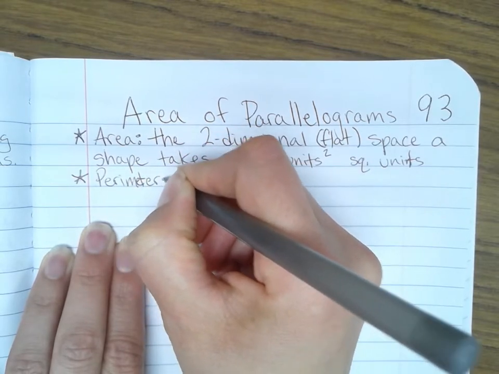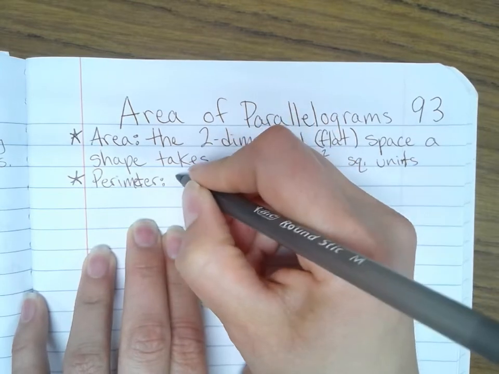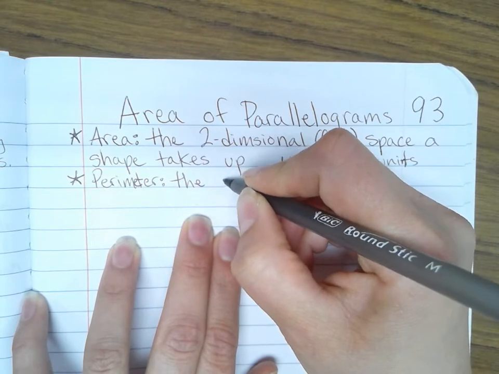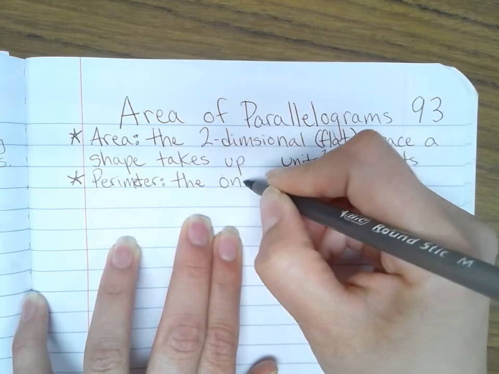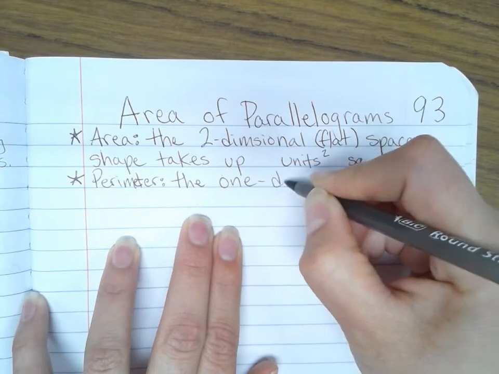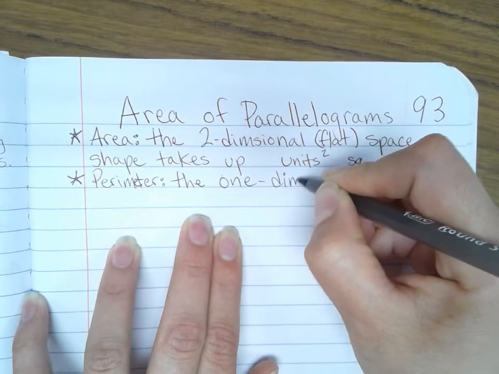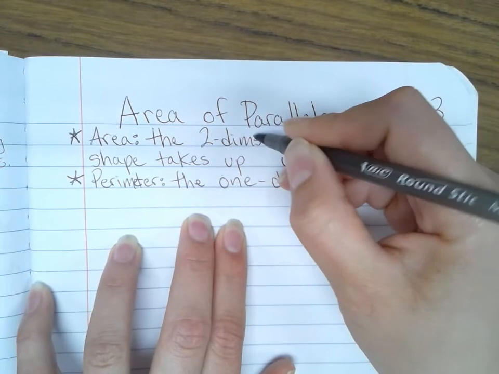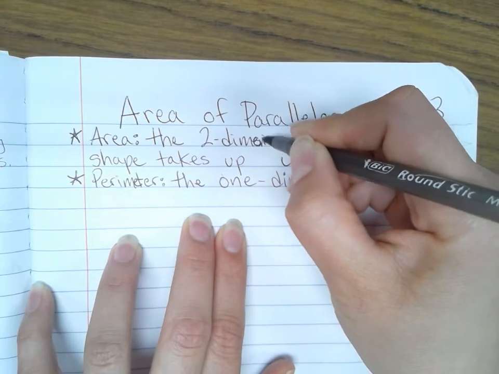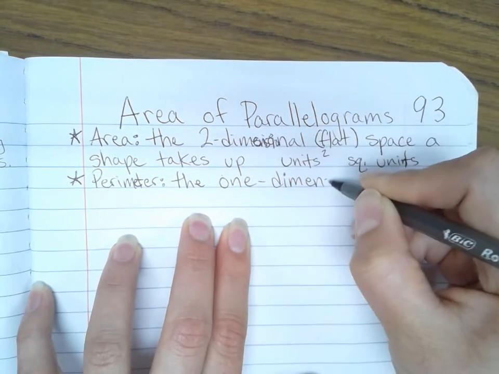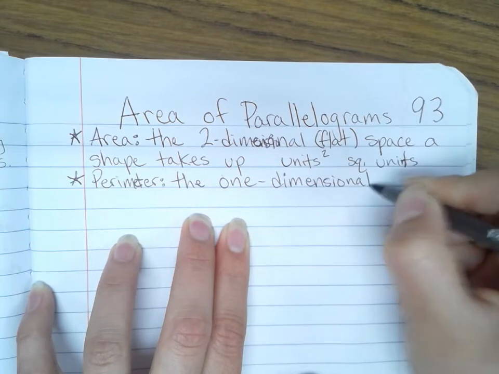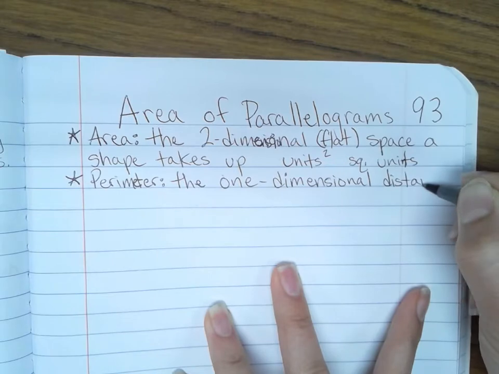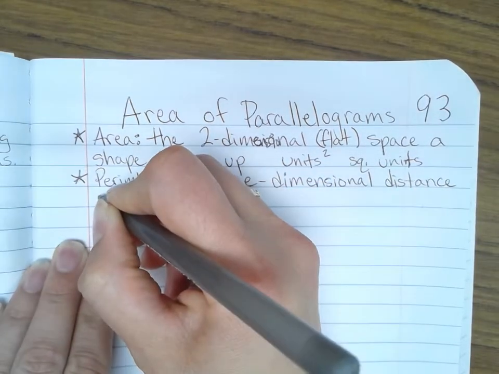Perimeter. Okay, perimeter is the one-dimensional distance around a shape. Oh, oops, I messed up a dimensional. The one-dimensional distance around a shape.